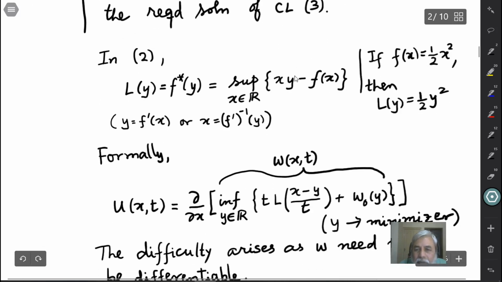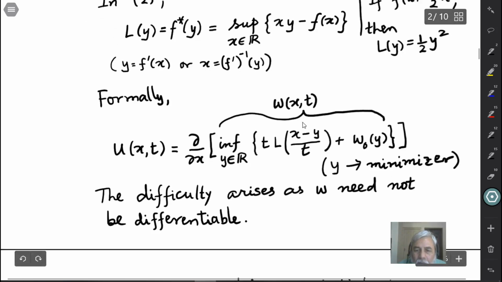In general, since f is assumed to be smooth, this supremum is attained at y equal to f prime of x, and since we are assuming f is uniformly convex, this f prime has a functional inverse, and so x is given by the inverse of f prime at y, and you just plug in, so you get a formula for the Legendre transform.